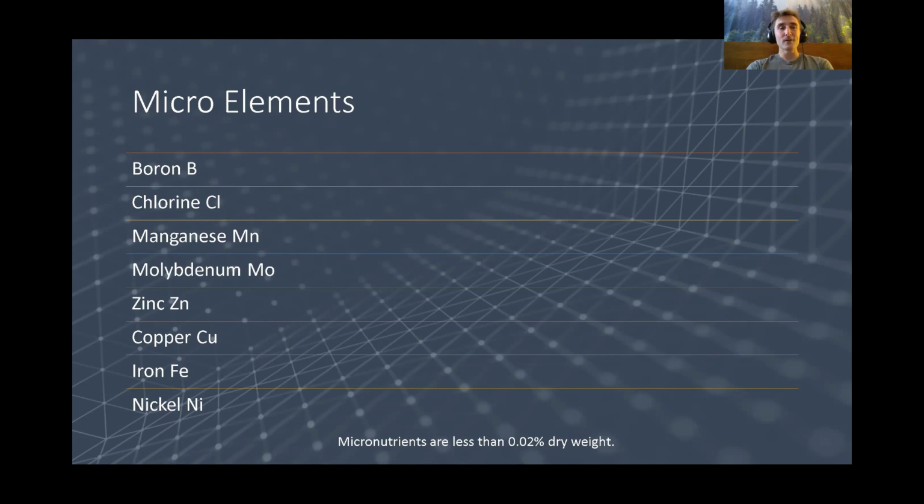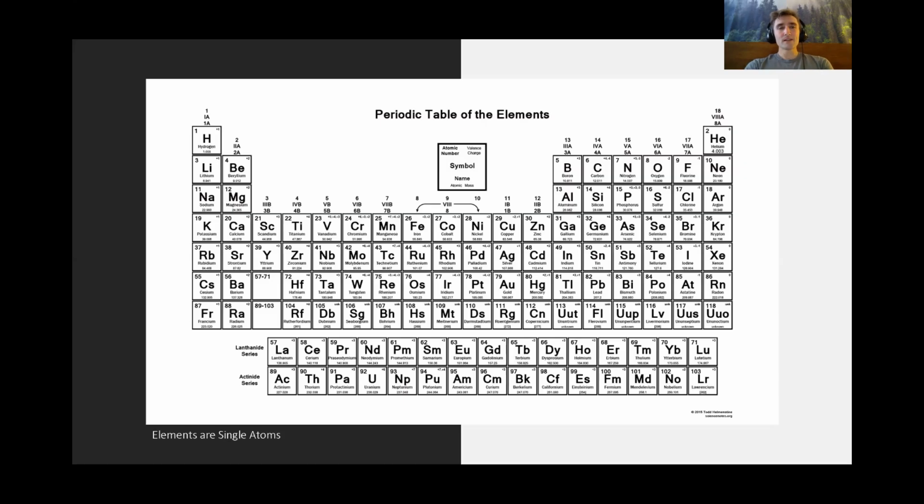If we take all of our macros and all of our micros, that equals 17. And that's something you'll need to know. 17 essential elements. Now, it's important to understand that when we list these 17 essential elements, what we are listing are basically the single atom or the element from the periodic table that you learned about in chemistry class.